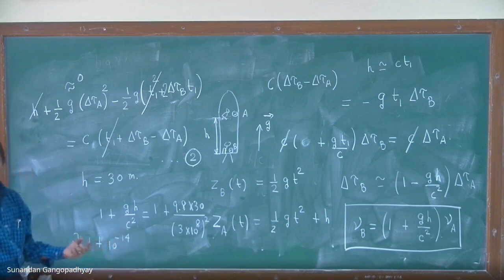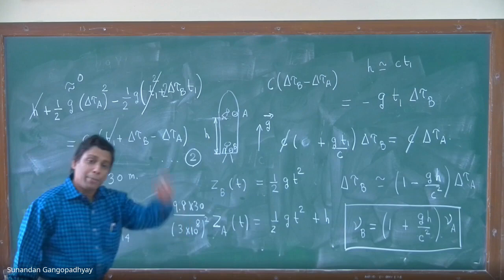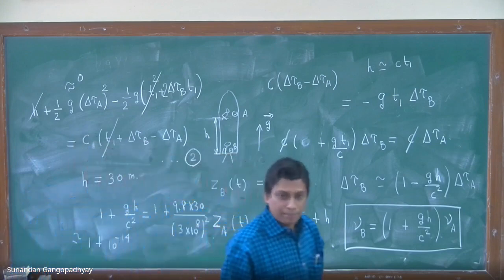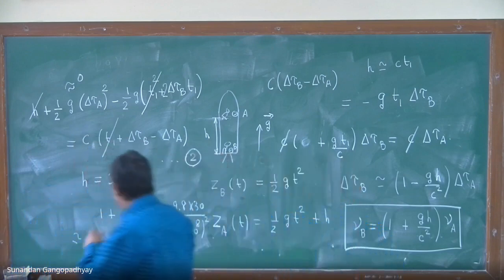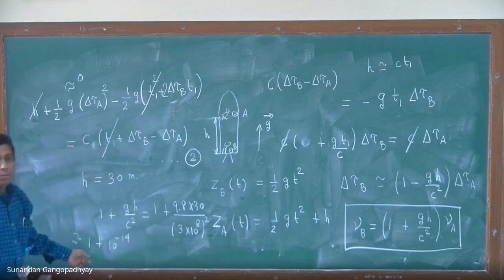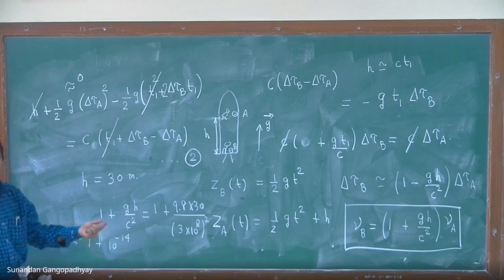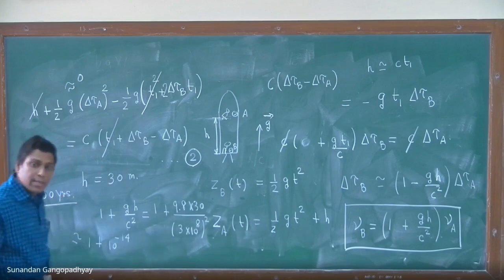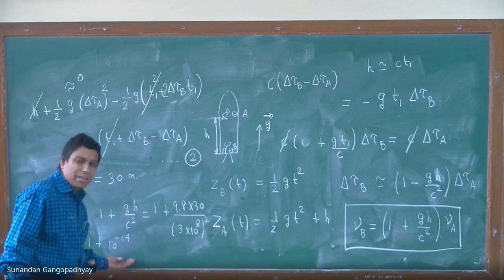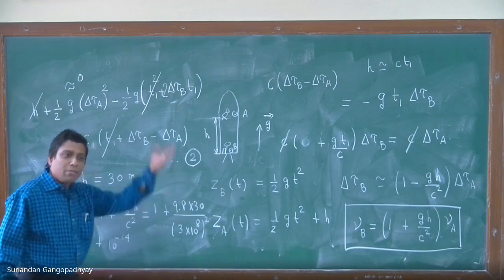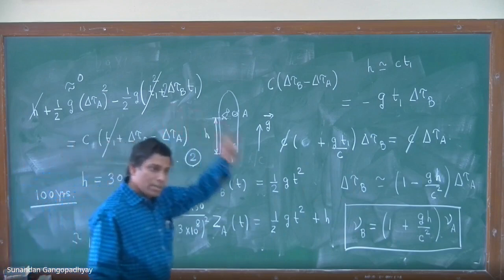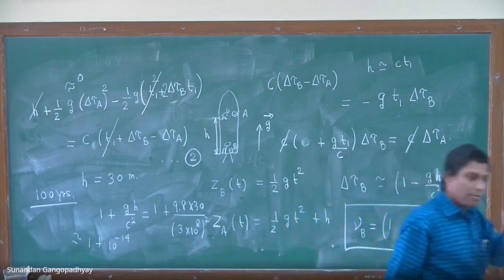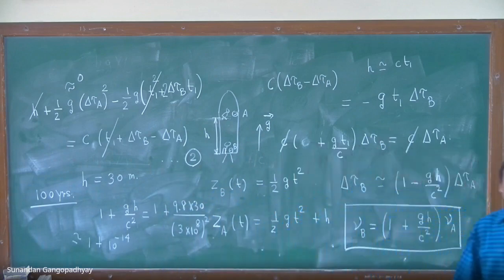Very, very small. So over a period of 100 years, what will happen is that his age will be more than my age by 1 microsecond. You just calculate, 100 years, how many seconds are there? So this is the factor, 10 to the power minus 14. So over a period of 100 years, Manoranjan, if he sits at 30 meters above, will be older than me by 1 microsecond.